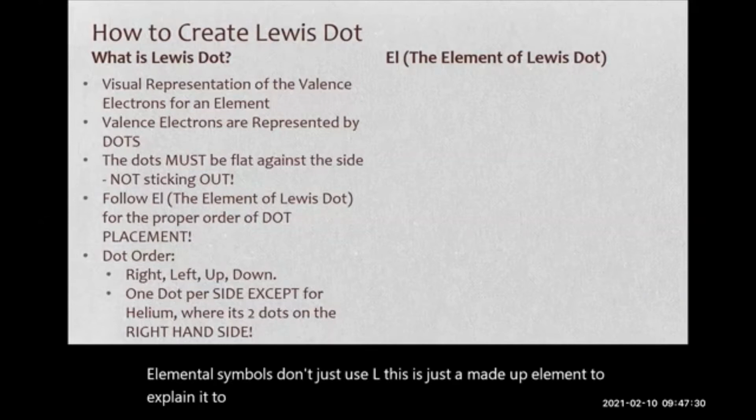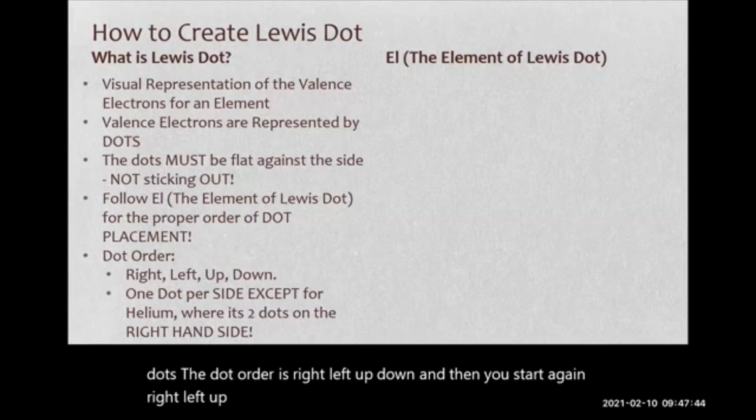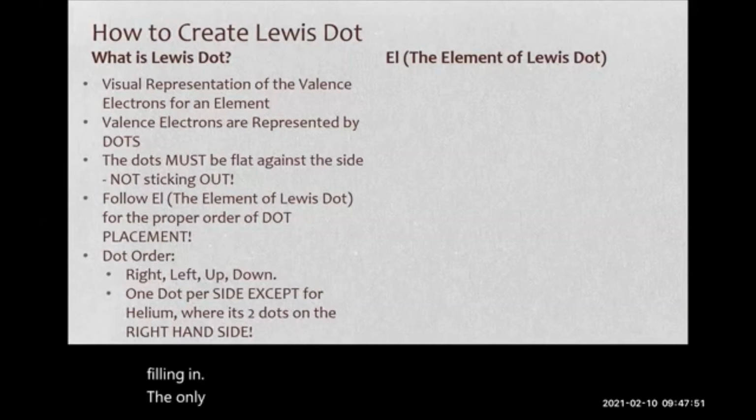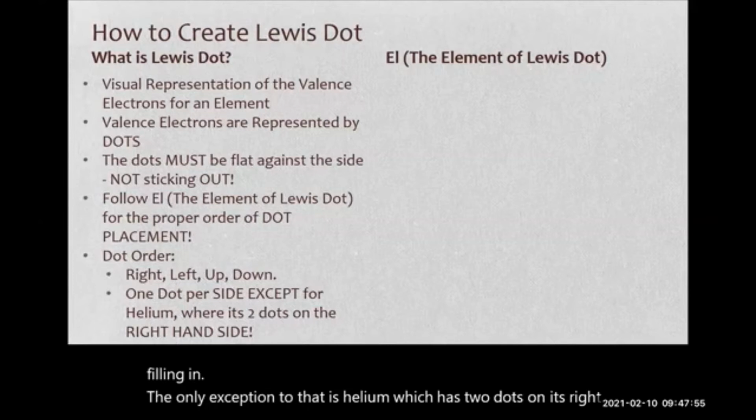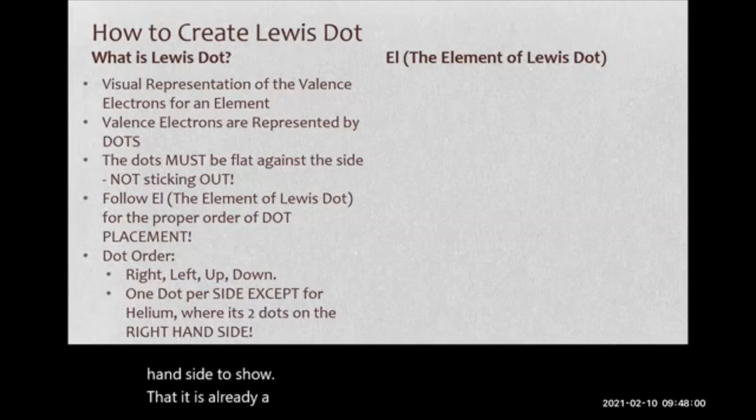There's a specific dot order in how you fill in the dots. The dot order is right, left, up, down, and then you start again. Right, left, up, down. And you're always going to do 1 dot per side filling in. The only exception to that is helium, which has 2 dots on its right-hand side to show that it is already a full orbital.